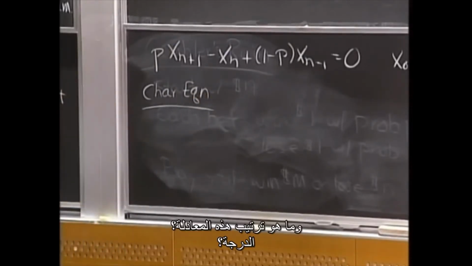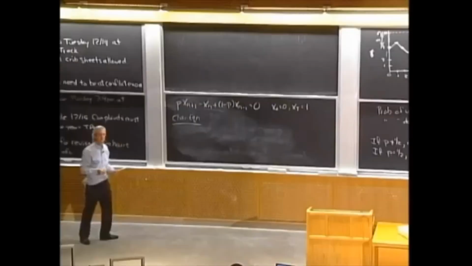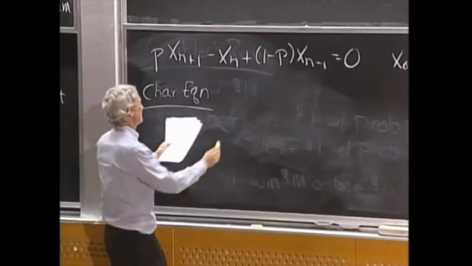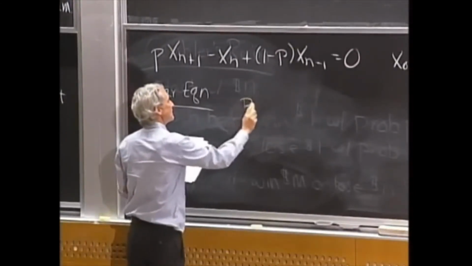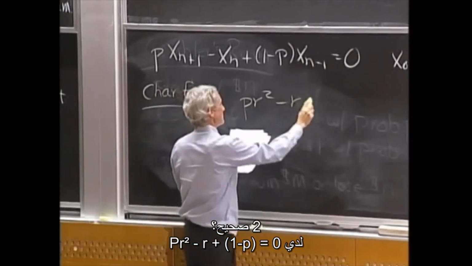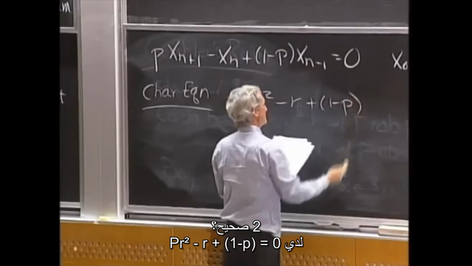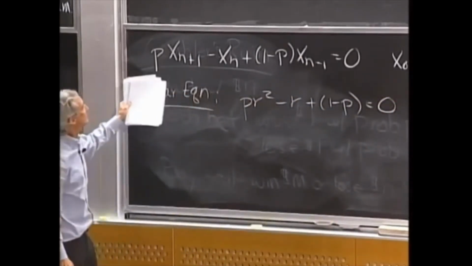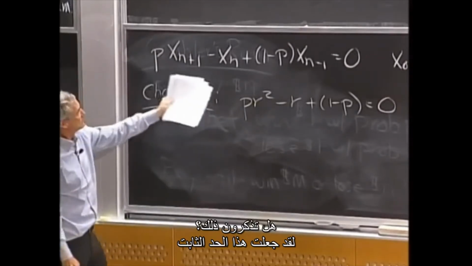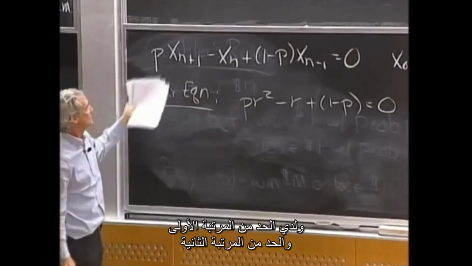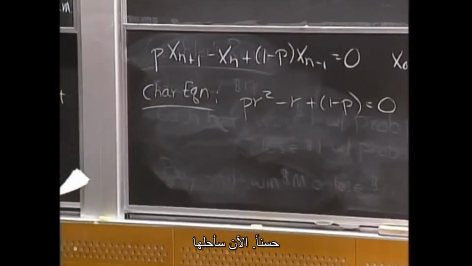And what's the order of this equation? The degree? It's going to be 2, right? I'm going to have p r squared minus r plus (1 minus p) equals 0. That's my characteristic equation. All right, remember that? So I make this be the constant term, then I have the first order term, then the second order term.